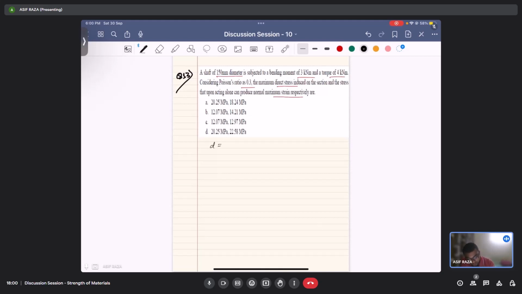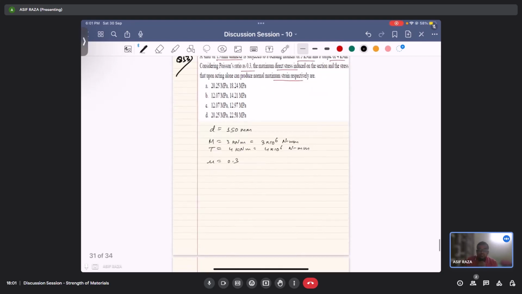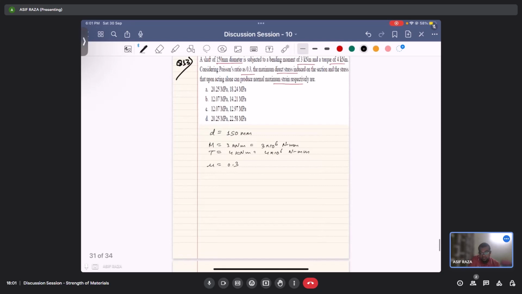First thing, diameter is given as 150 mm. Bending moment is 3 kilonewton meter, that is 3 into 10 power 6 newton millimeter. Torque value is given as 4 kilonewton meter, that is 4 into 10 power 6 newton millimeter. Poisson's ratio is given as 0.3. Maximum direct stress induced on the section, and the stress that upon acting alone can produce normal maximum strain, respectively.